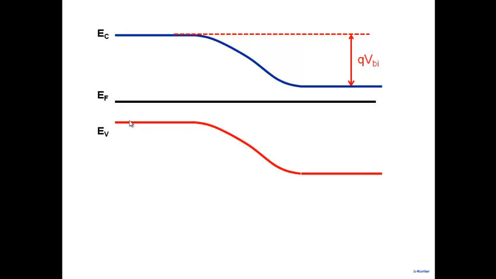Similarly, I have a lot of holes here. The holes would like to go to this side because there are fewer holes here, but the holes again encounter a barrier here. For a hole, remember, going down in energy like this is difficult. For an electron, going up in energy is difficult. So this is the barrier that is there, right?